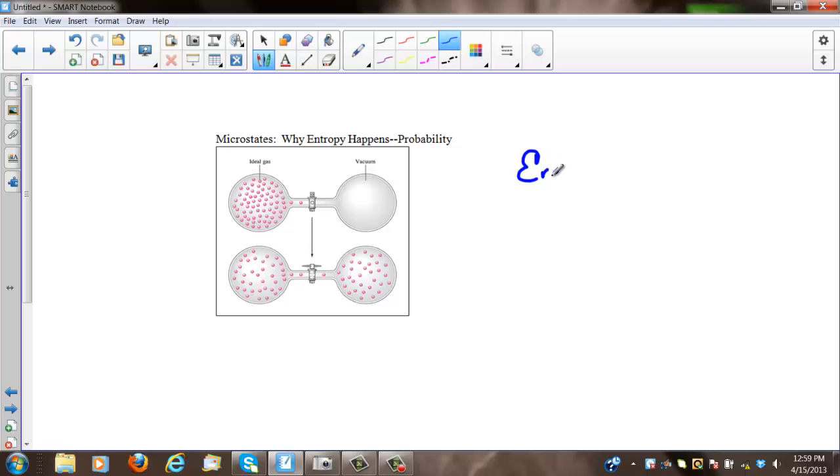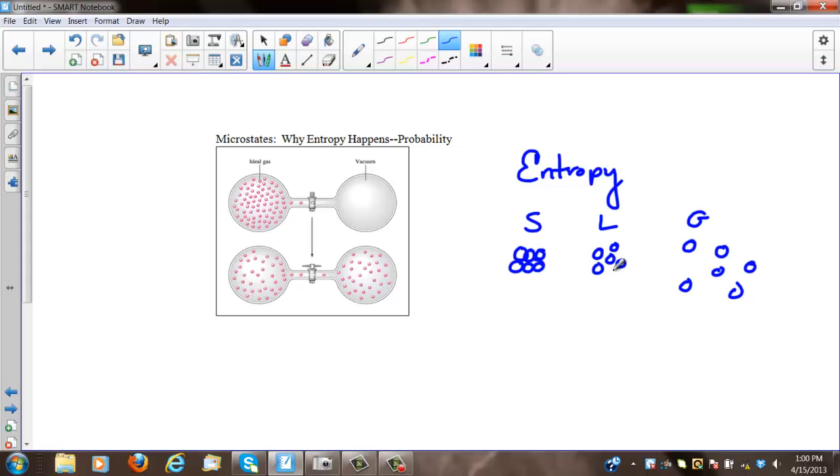When we talk about entropy, let's review for a second solids, liquids, and gases. In a solid, everything is structured, very organized, and in a gas, everything is spread out and much further apart. And then in a liquid, things are a little bit closer together and they can move past one another. So gases have the most entropy, solids have the least entropy. So S is less than L, which is less than G.